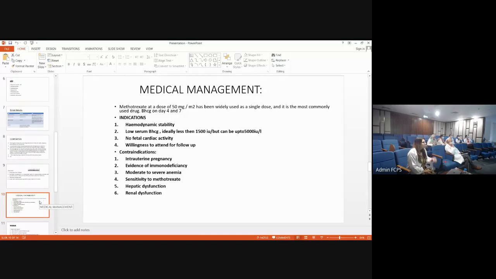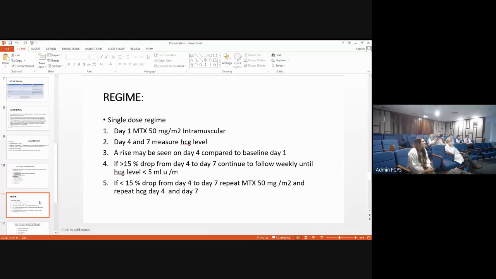Contraindications of methotrexate include intrauterine pregnancy, evidence of immunodeficiency, moderate to severe anemia, sensitivity to methotrexate, hepatic dysfunction, and renal dysfunction. Regime. Single dose regime includes on day 1 methotrexate 50 milligram intramuscular given, and on day 4 and 7 we will advise beta HCG to measure the level of beta HCG. A rise may be seen on day 4 compared to the baseline day 1.